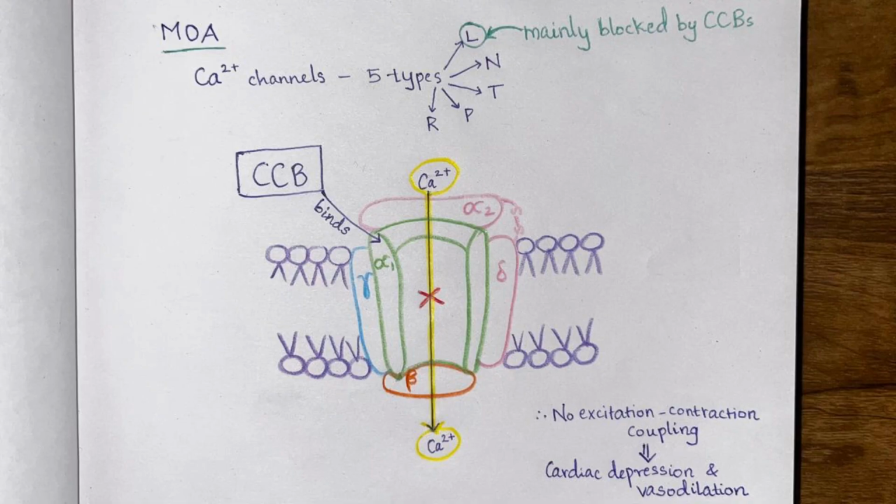An L-type voltage-gated calcium channel consists of mainly 4 subunits: alpha 1, alpha 2 delta, beta and gamma. Calcium channel blocker will bind to the alpha 1 subunit of the channel, thereby preventing calcium influx into the cell. Therefore, there will be no excitation-contraction coupling, and this will lead to cardiac depression and vasodilation.